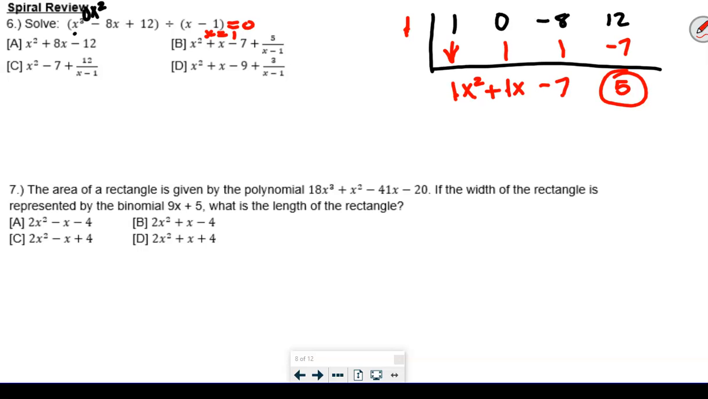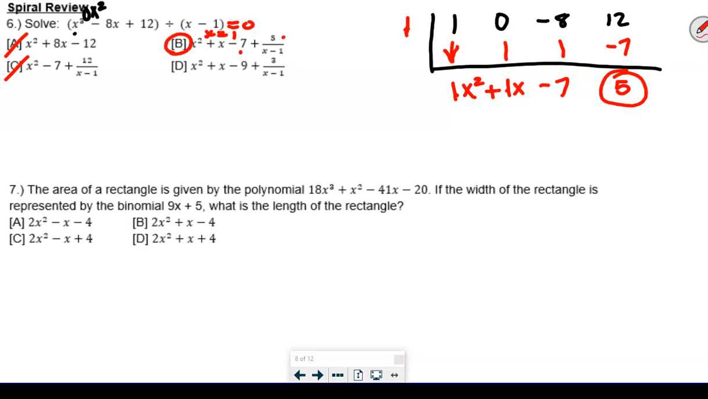Going to put a plus sign there so I can just see what the answer choices look like. So all of them have an x to the second. This one does not have an x to the first. This one does not have an x to the first. These two do. And then we've got a minus 7 here. Notice that. And a remainder of 5. So our answer was B.